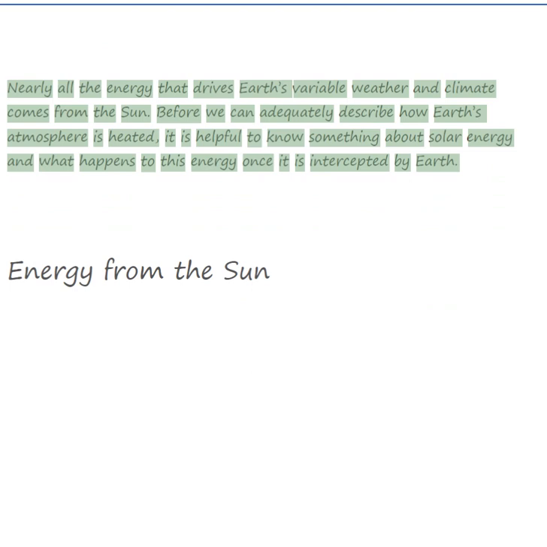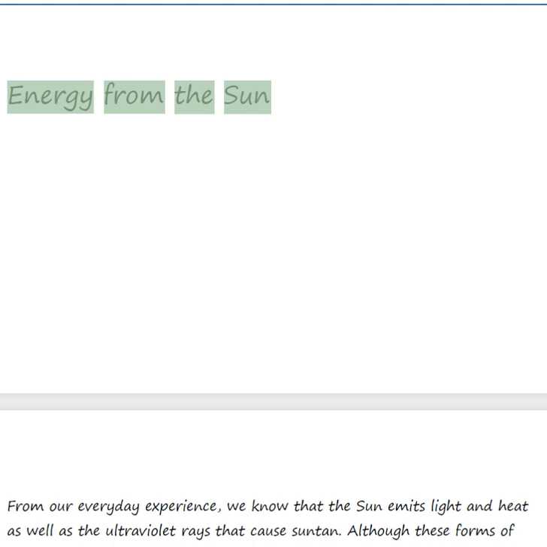Nearly all the energy that drives Earth's variable weather and climate comes from the sun. Before we can adequately describe how Earth's atmosphere is heated, it is helpful to know something about solar energy and what happens to this energy once it is intercepted by Earth. Energy from the sun.